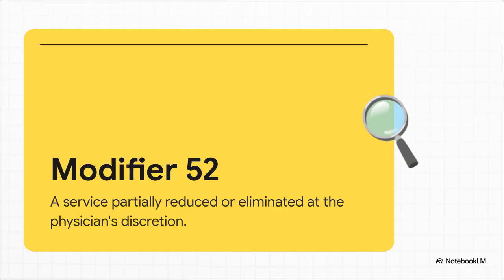So Modifier 52. This is for reduced services. The key takeaway here is that this reduction is entirely at the physician's discretion. Imagine a planned colonoscopy, where the physician can only advance the scope partially, simply due to the patient's unique anatomy. The doctor makes the call to stop there. It's an elective reduction based on anatomical reality, not some sudden, life-threatening complication.